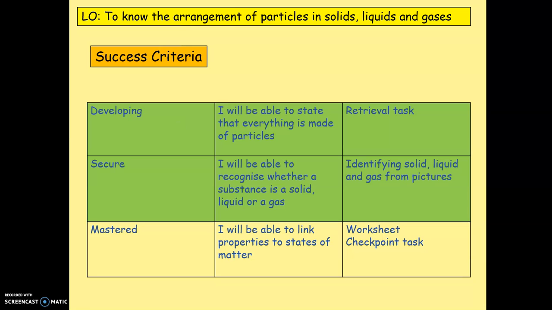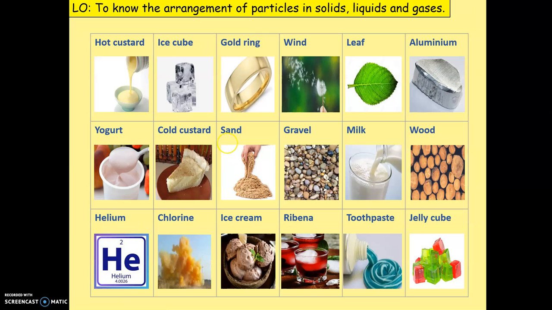So what we've been able to do right now, students, is recognize whether a substance is a solid, a liquid, or a gas. Now we're going to try to secure that knowledge and master it so that we can become legends. What I want you to do, yes, it's a big task, but that's fine, is to write down the names: things like hot custard, ice cube, gold ring, wind, leaf, aluminium. And I need you to write down whether it's a solid, a liquid, or a gas. I want you to pause the video and carry out this activity. And when you're done, click on play.